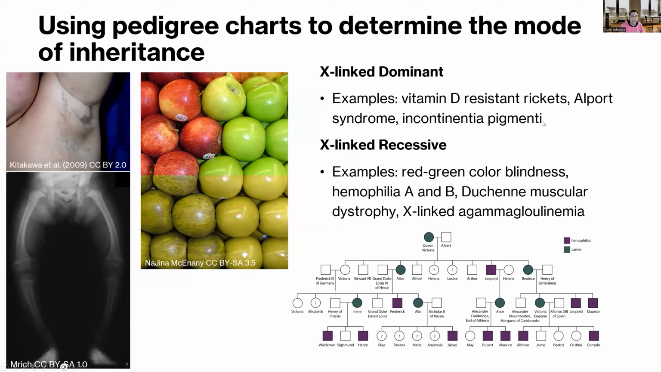incontinentia pigmenti, which you see here, is another condition that is inherited in an X-linked dominant fashion, sorry. And then we have X-linked recessive conditions and diseases. So, for example, red-green color blindness. So hopefully the top half of this picture looks different than the bottom half.